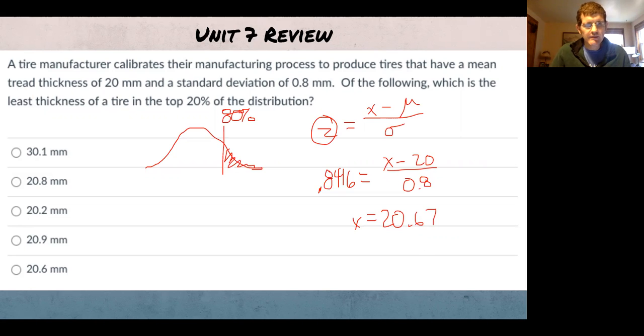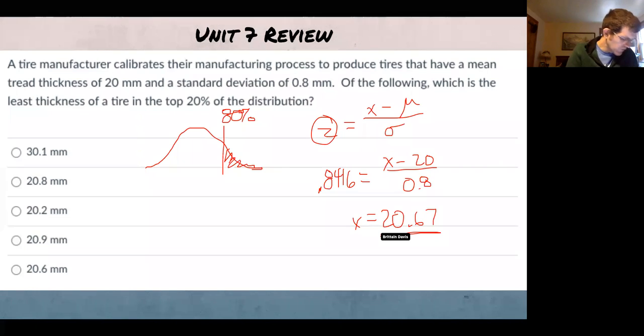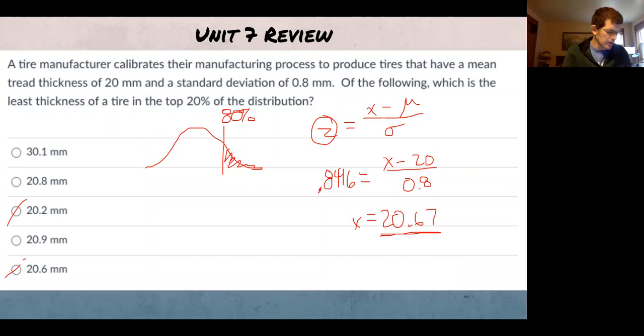Now, we do not have that as an answer choice. So the question is, which of the following is the least thickness of a tire in the top 20%? Anything below this value right here is not in the top 20%. 20.2 is not above that value. 20.6 is not above that value. So now the question is, which is the least thickness of the ones provided? We're looking for the lowest value that's still in the top 20%, and it's right here, 20.8.